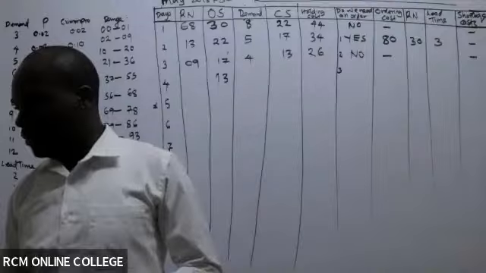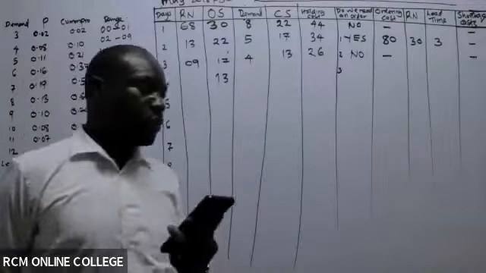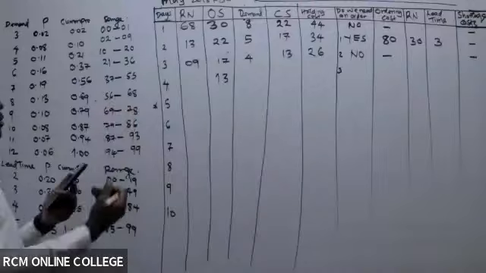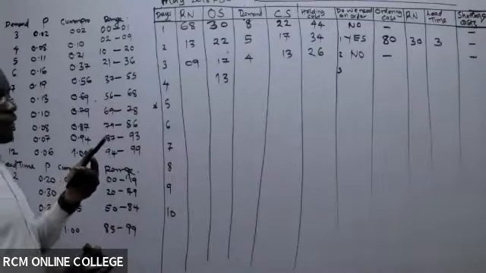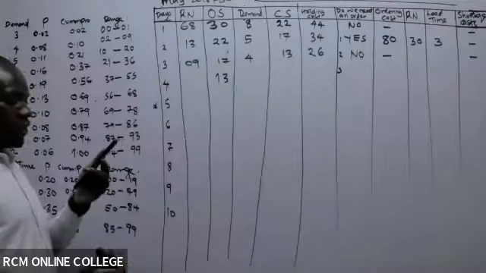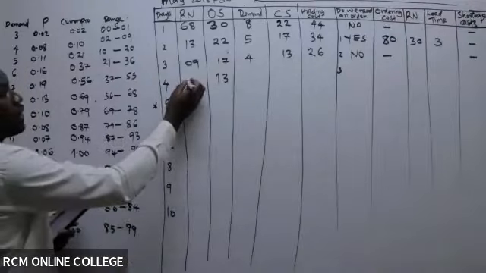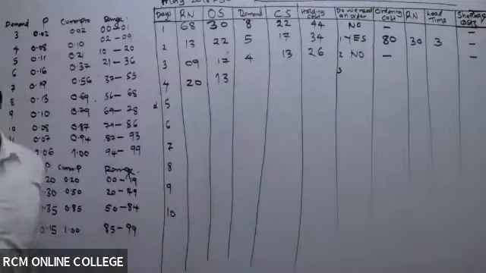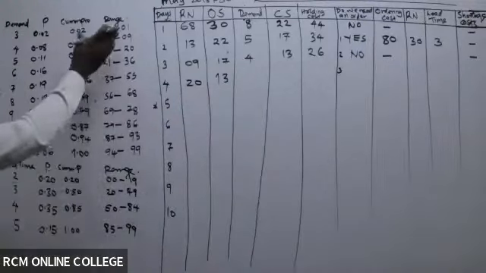Nabira, confirm. Great. So let's proceed. So the next random number after 09, what is it? The next random number after 09 is 20, right? Good. So let's come to this demand range.